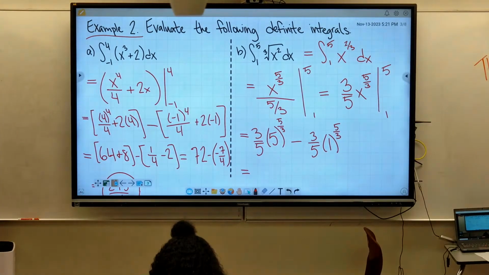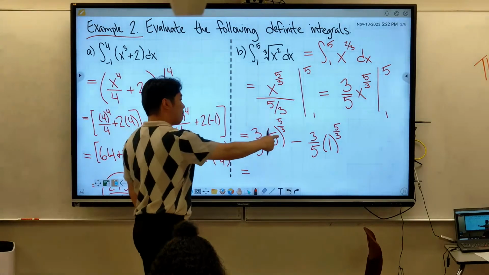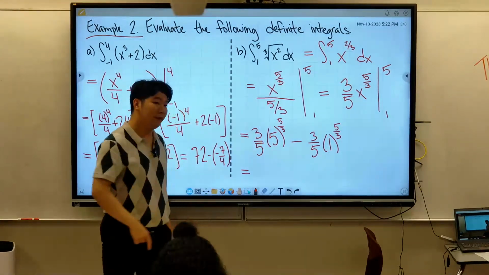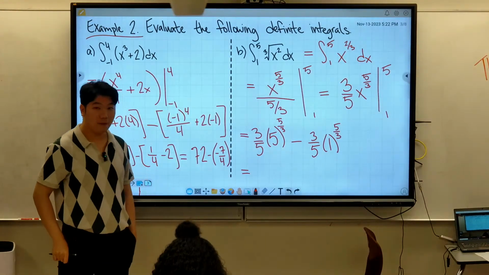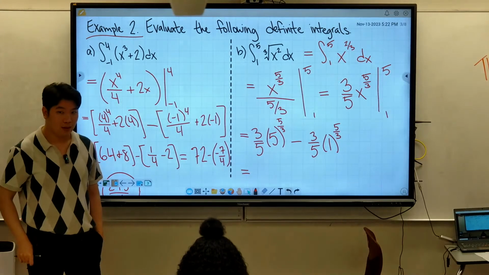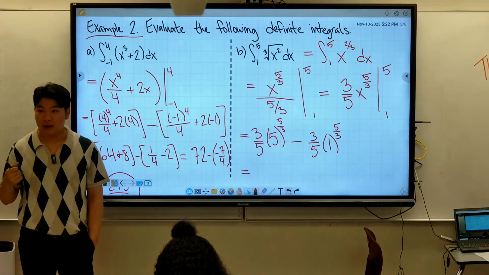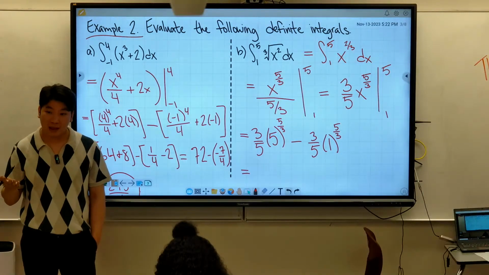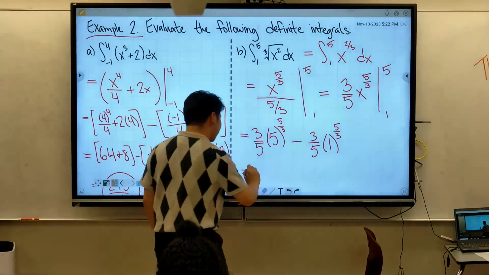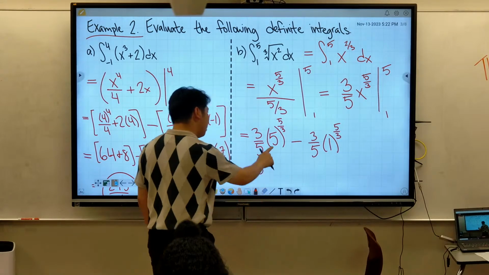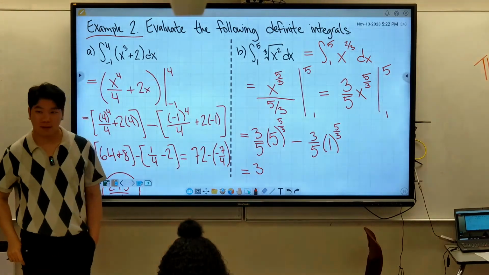So now I just got to clean this up. It's not going to be a pretty number. In fact, it's not even a pretty fraction, I don't think. So looking at this first part, I get 3/5 times 5 to the 5/3. So the way I'm going to simplify this is, well, the 3, I'm going to keep it there. There's not much I can do with that 3 in terms of simplification. What's 5 to the 5/3 divided by 5?